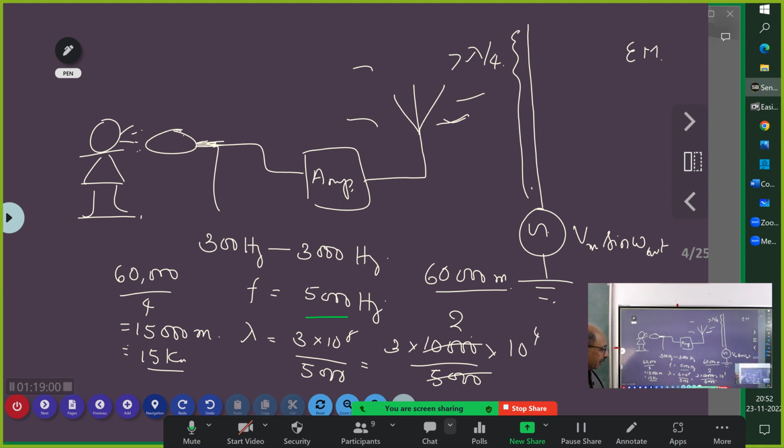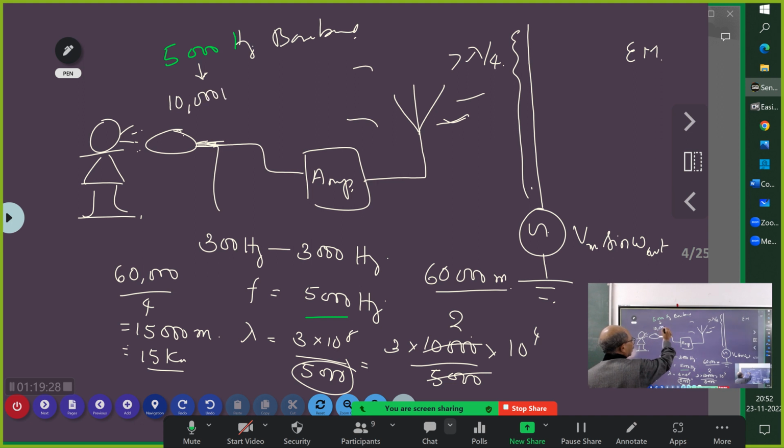So therefore now you understand. My maximum frequency I took as 5000 Hertz. This is the baseband signal. Now when you modulate it, what are you doing? You are taking a signal of around 10,000 Hertz. This is the carrier. On this, you are superimposing the baseband signal. Hello, are you with me? Yes.